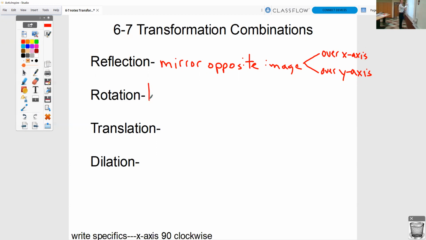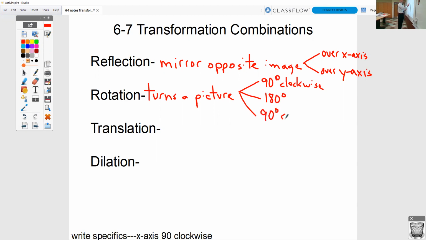For a rotation, remember, it turns a picture. Now, with a rotation, there are three different things that it could be. You can't just say a rotation. You have to say a rotation of 90 degrees clockwise, or 180 degrees, or 90 degrees counterclockwise. You have to specifically say how many degrees and which way it's turning.